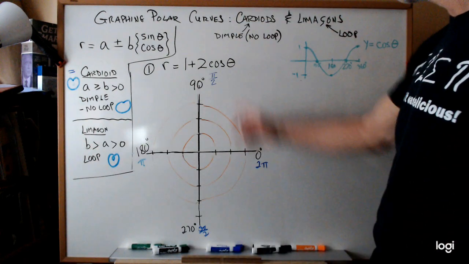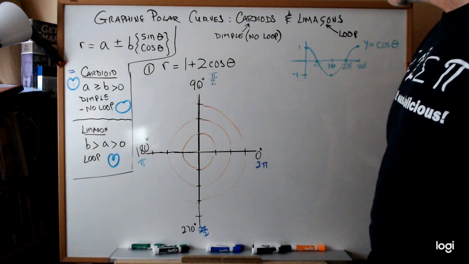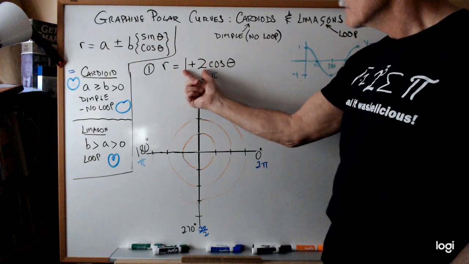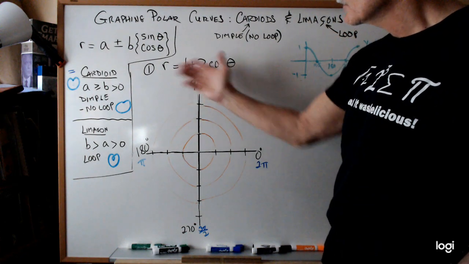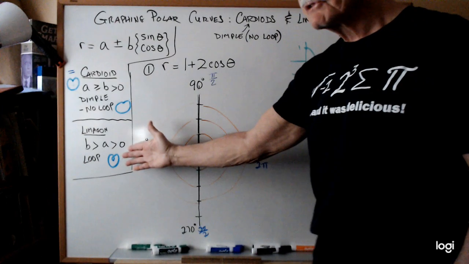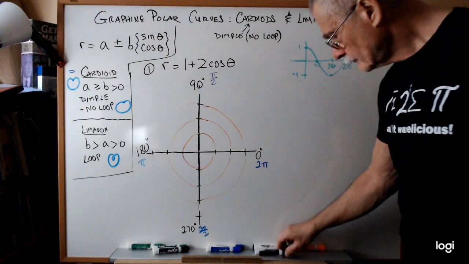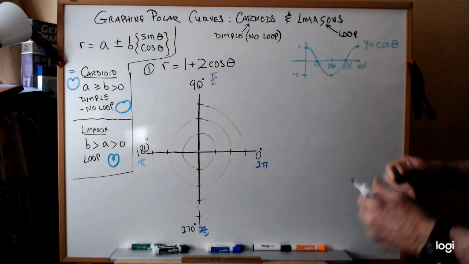Okay, so let's start with number 1. And looking at A and B, in this case, A is 1, B is 2, B is greater, so we expect a limacon, we expect a loop. Okay, so let's actually do this then.